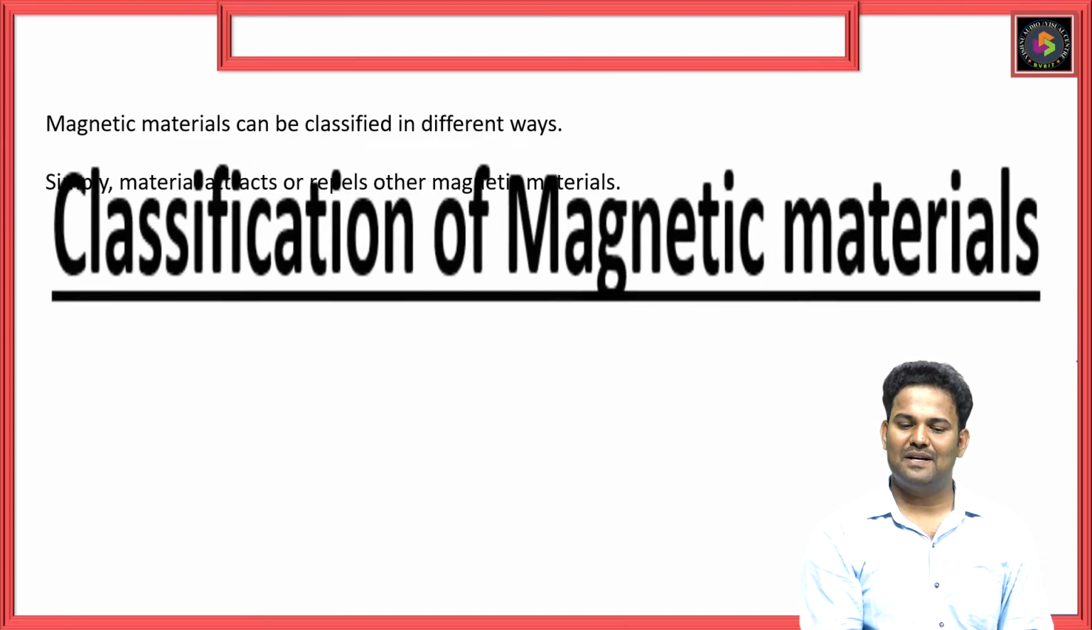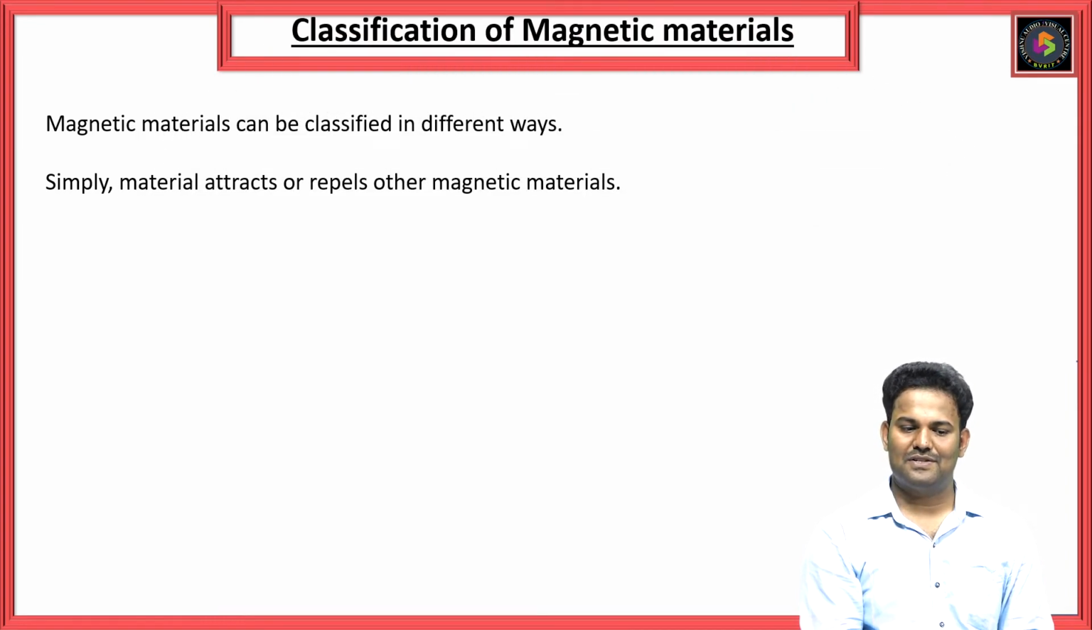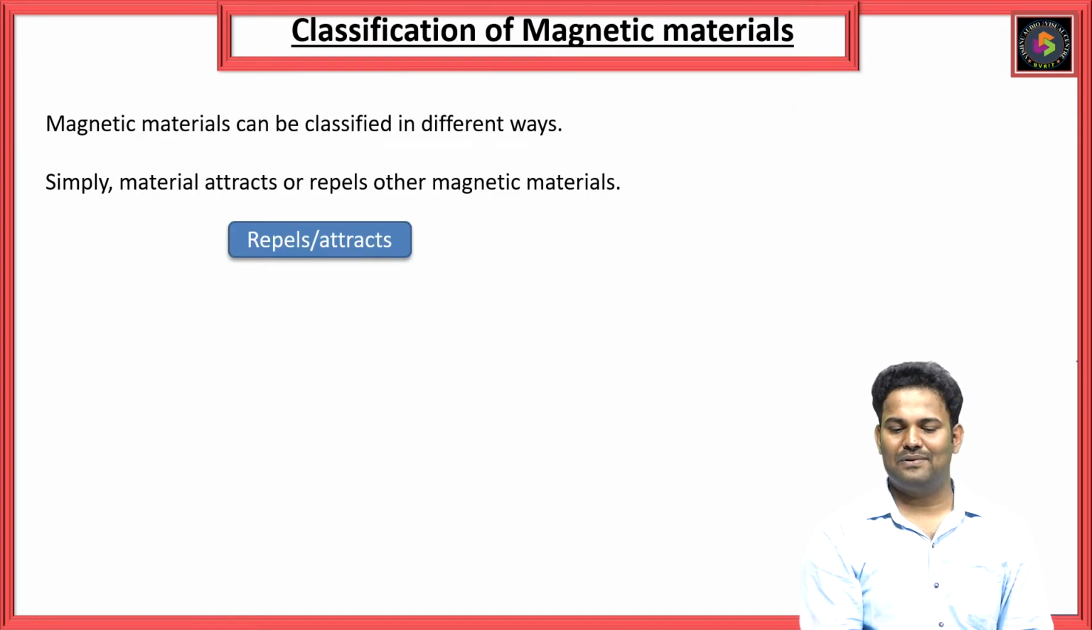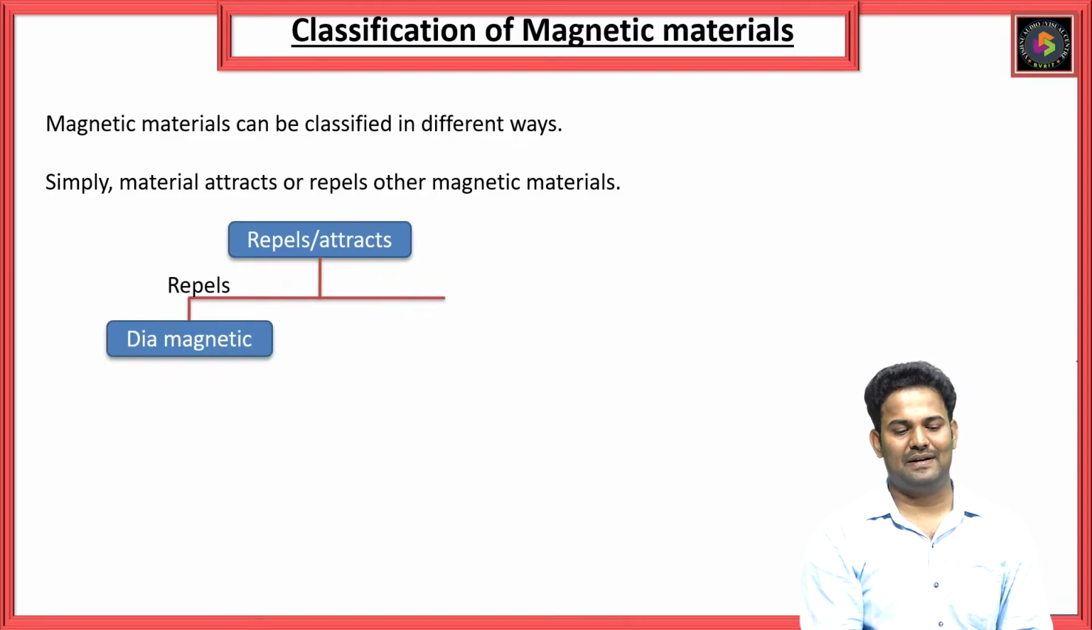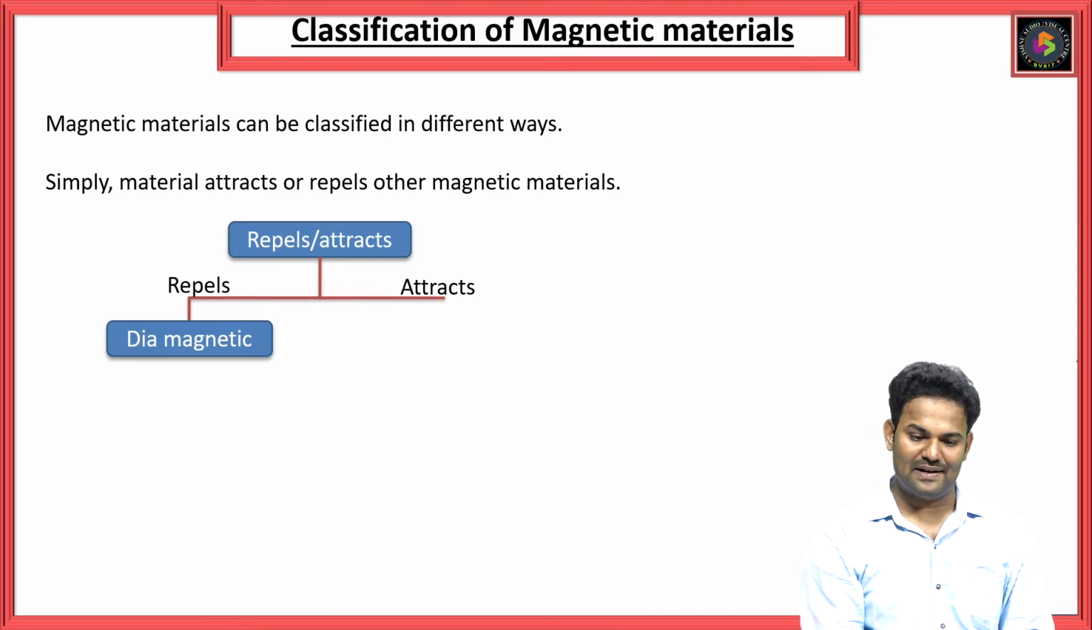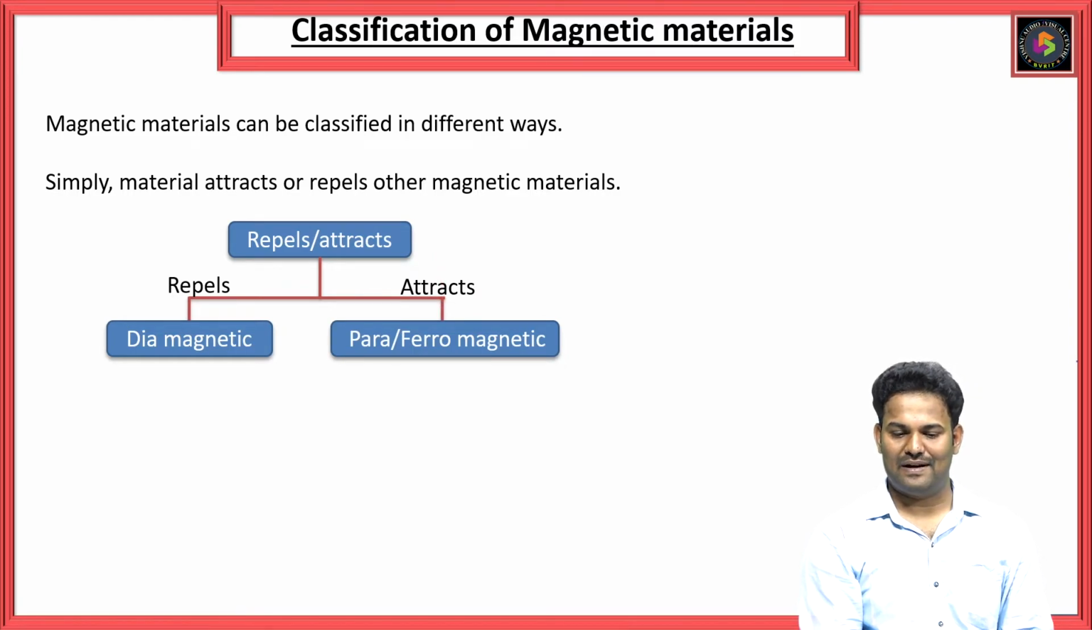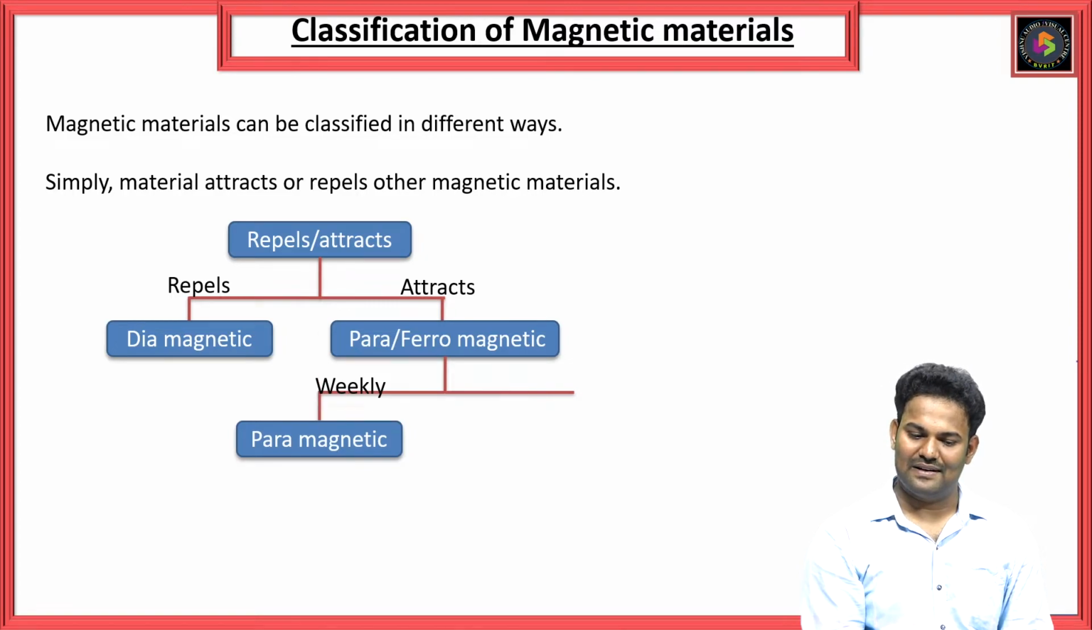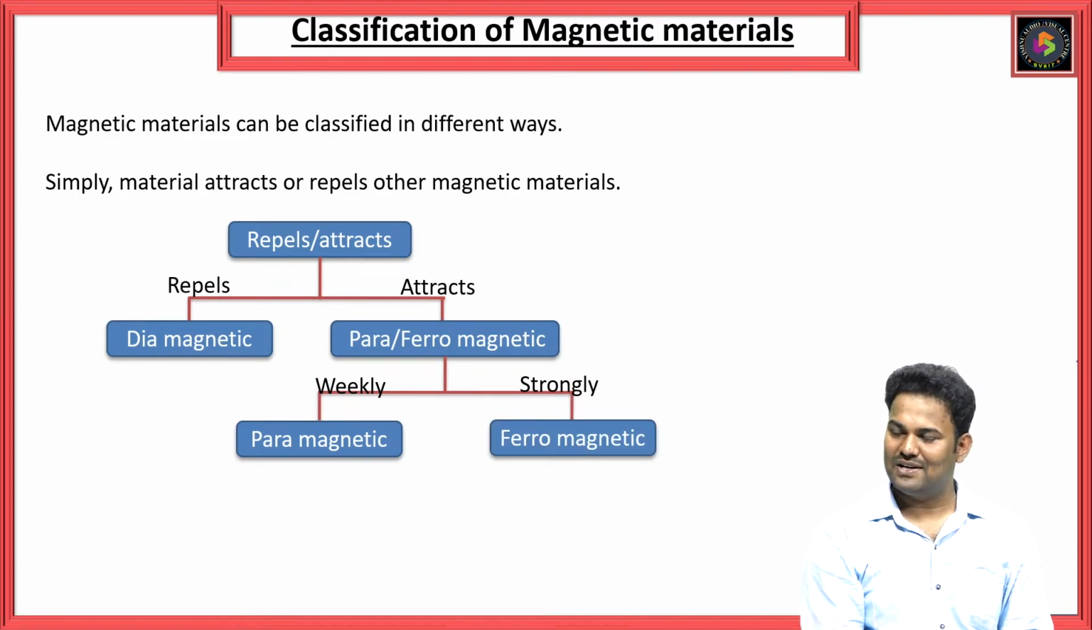So the magnetic materials can be classified into different types. Simply by whether the material attracts or repels to the magnet, we can decide the classification. If the material repels, we can say that material is a diamagnetic material. If the material is attracted by the magnet, we can say that is a paramagnetic or ferromagnetic material. If the attraction is very weak, a little bit weak, we can say that is paramagnetic material. If the attractive force is very strong in nature, that is known as the ferromagnetic material. So these are the classification in general view.